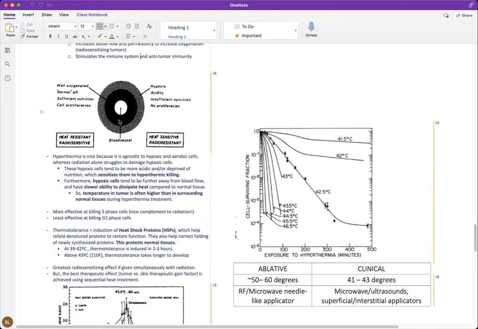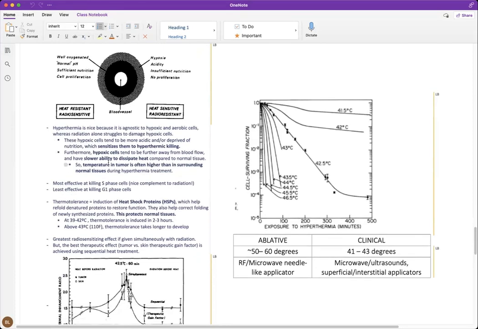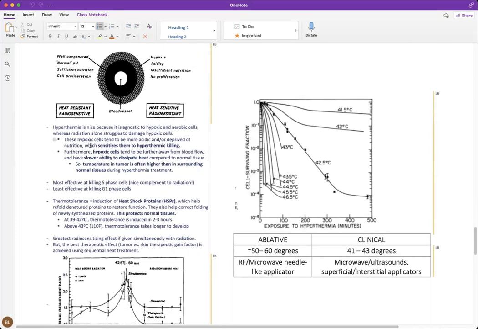This is another picture showing the blood vessel, and then as you get further away, you get less oxygen once you're past a certain distance. Hyperthermia is nice because it is agnostic to whether a cell is hypoxic or aerobic, whereas radiation alone struggles to damage hypoxic cells.